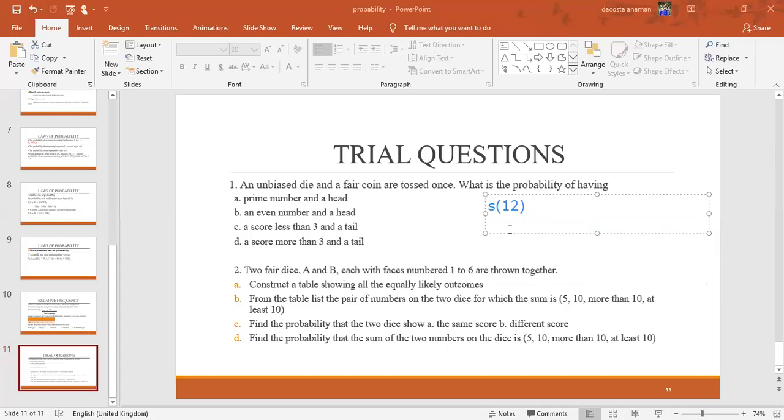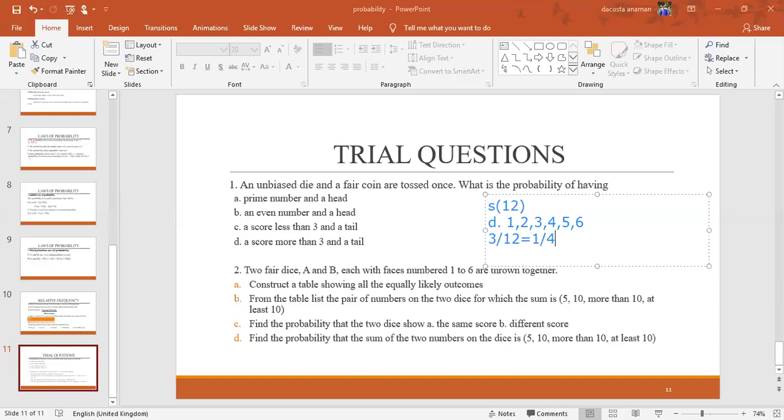Then the fourth and final one, which is a score more than 3 and a tail. If you want a score that is more than 3, it starts from 4. So 4, 5, and 6. A score more than 3 will be 4, 5, and 6, and that will give us 3, and a tail will be attached to it. That will give us 3/12, and that will give us the same 1/4.